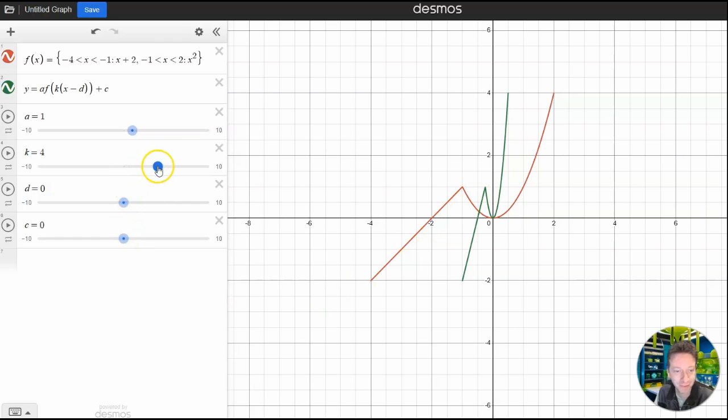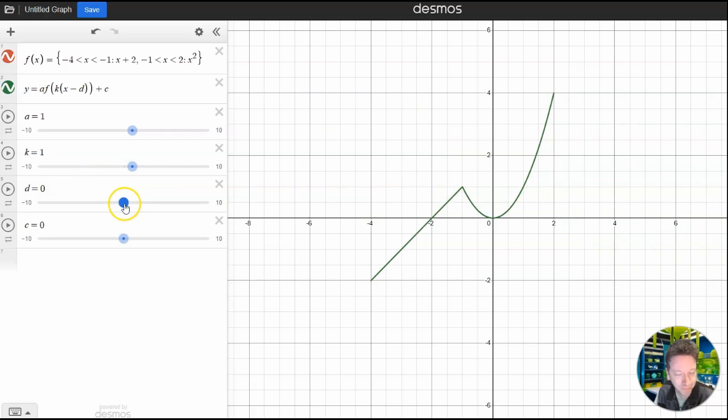Well, what happens if it's negative? Well, if it's negative, we get a reflection about the y-axis. But again, we're just multiplying our x-coordinate now by a negative number. That's all there is to it.